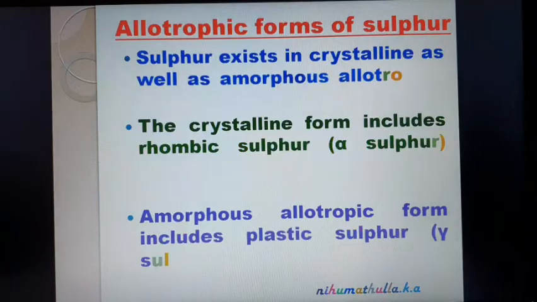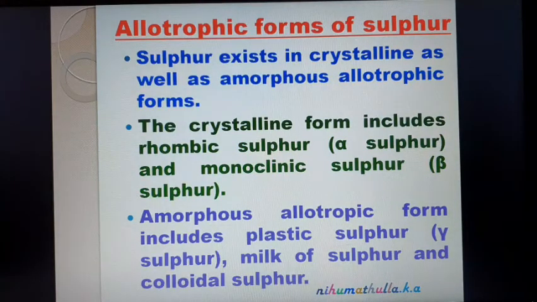Sulfur exists in crystalline as well as amorphous allotropic forms. The crystalline form includes rhombic sulfur, alpha sulfur, and monoclinic sulfur, beta sulfur. The amorphous allotropic form includes plastic sulfur, gamma sulfur, milk of sulfur, and colloidal sulfur.